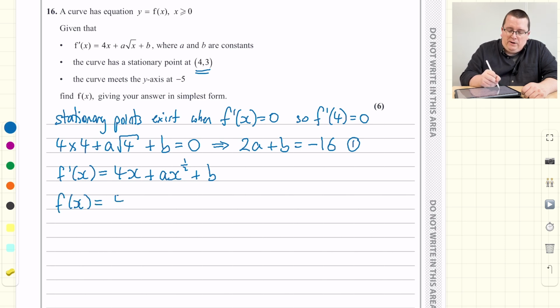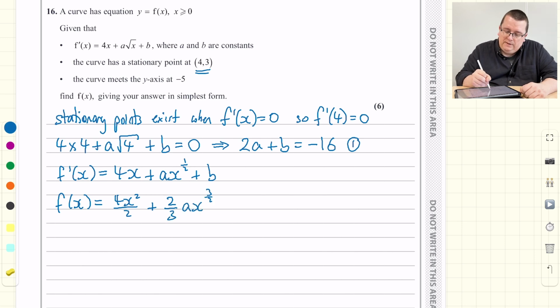So add 1 to the power, divide by the new power. Add 1 to the power, we get 3 halves, divide by the new power, we get 2/3 at the front, ax to the 3 halves, so 1 over 3 halves is 2/3, and b integrates to bx, and we're going to have a constant of integration plus c.